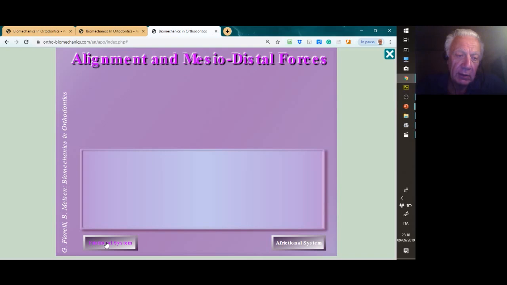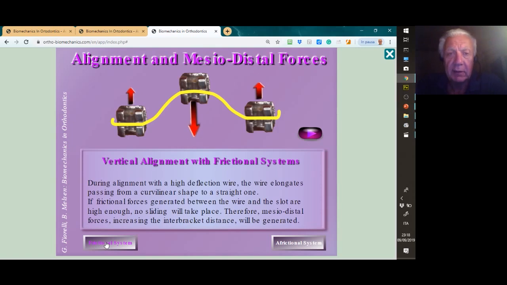They are produced through friction rather than the way that we have seen now. So let's assume that we have these three brackets, and we have a wire which is engaged in these three brackets. Now the forces that we are producing are going to level the three brackets. There will be also moments, but I didn't show them here. So what is going to happen when these three brackets align?